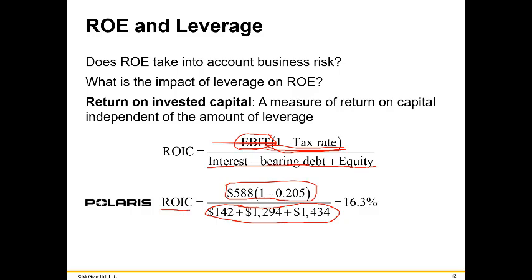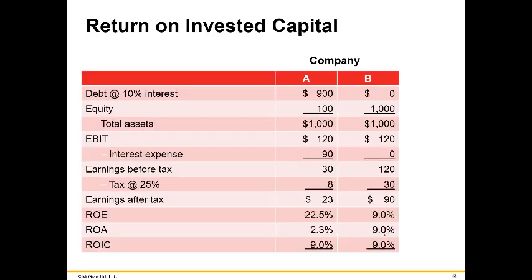So that's ROIC, and that's probably a more robust picture of this company's performance. And of course, it's going to be lower than return on equity, but higher than return on assets, right? It's kind of a middle ground in between the two. 16.3% here for Polaris.